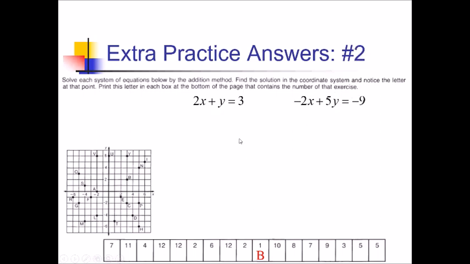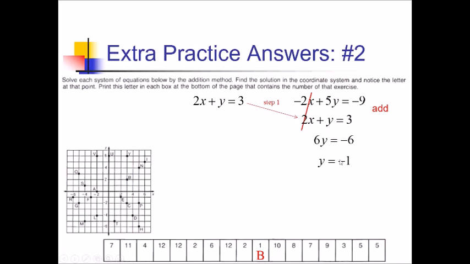For this second problem, I notice that in my equations here, I've got opposite-like terms. I have a positive 2x versus a negative 2x. So I'm just going to rewrite this second equation down here to make it easier to add these together. Adding these now, my 2x's are canceling out. I've got 5y plus 1y gives me 6y, and negative 9 plus 3 is negative 6. Dividing both sides by 6, I get y equals negative 1.